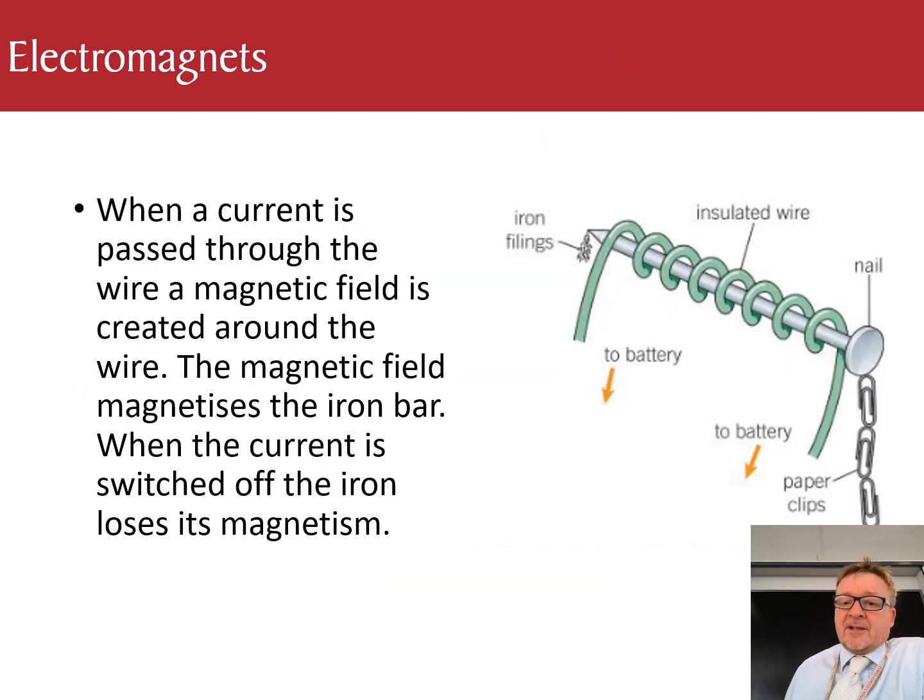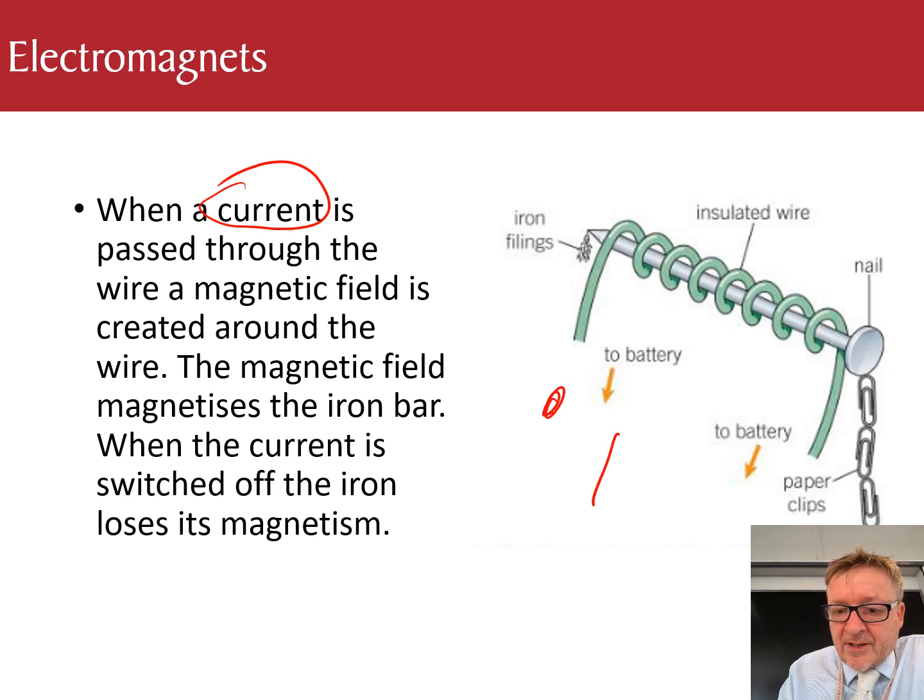An electromagnet. We just talked about magnets, got north and south. If you pass current through a wire, you get a magnetic field. So it says here to the battery, so what I've got here is my battery there, well, that's a cell more than a battery. Electricity goes up there, then goes round this coil here, and then comes back out here.